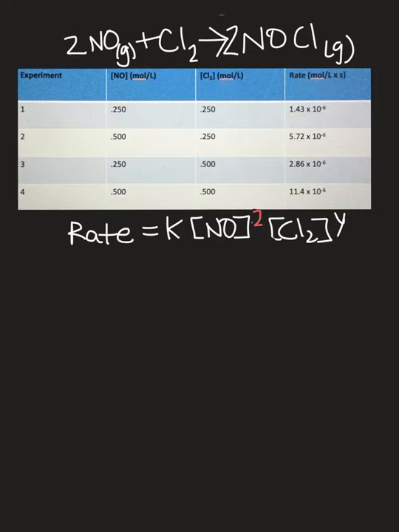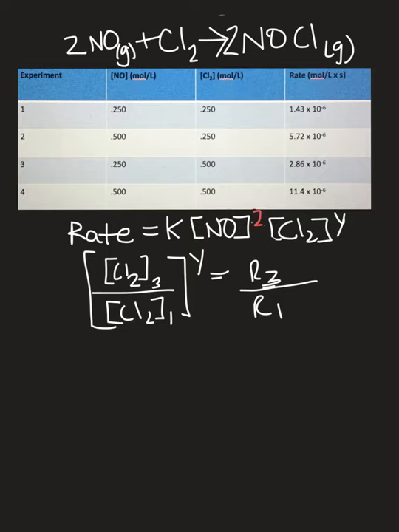So now we need to figure out our y exponent. We need to figure out what this value is. To determine this, we need to hold our concentration of nitrogen monoxide constant. So we want to use an experiment, either experiments 1 and 3 or 2 and 4, because the concentration is being held constant. So let's go ahead with 1 and 4, or sorry, 1 and 3. I'll write the formula down.